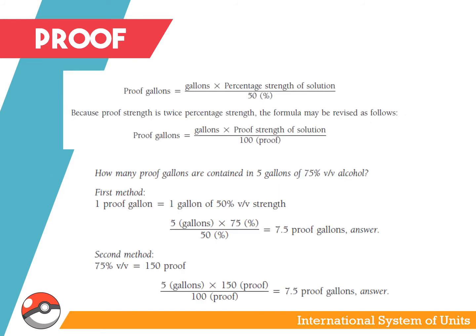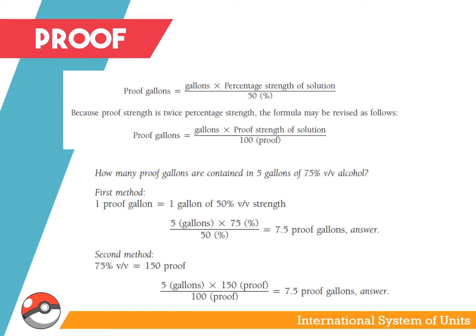So here is the formula in computing for proof gallons. Proof gallons is equal to gallons times percentage strength of solution over 50%. While if you use proof strength, you should multiply gallons times proof strength over 100 proof.